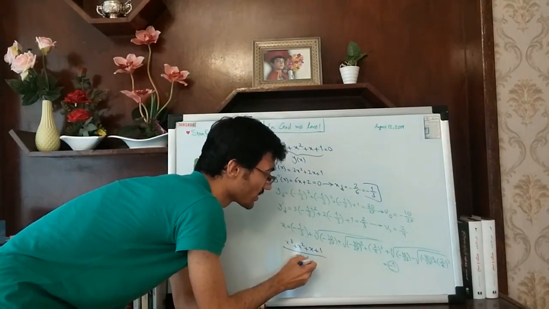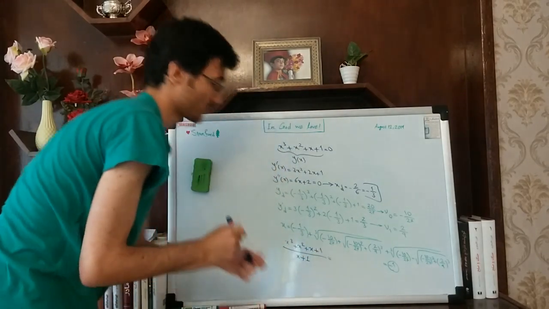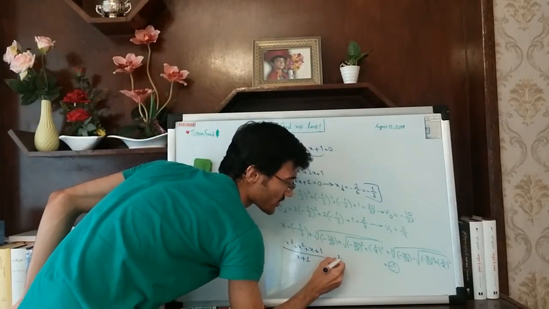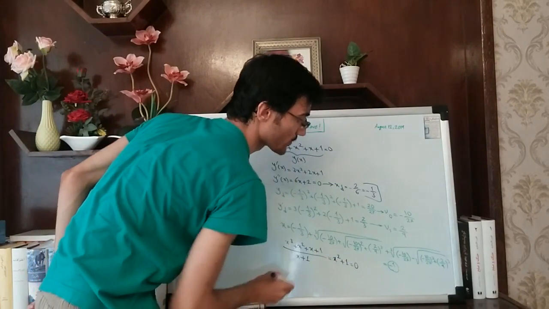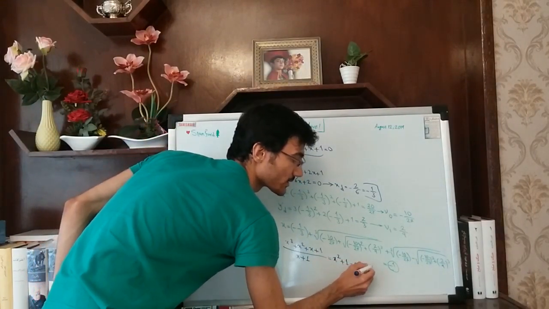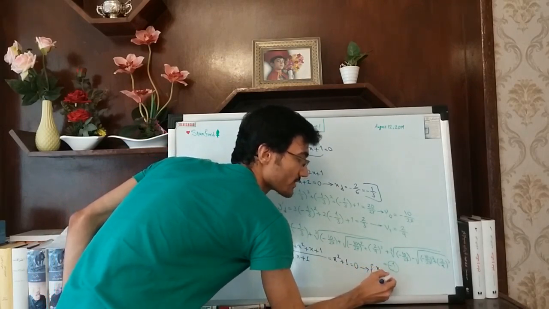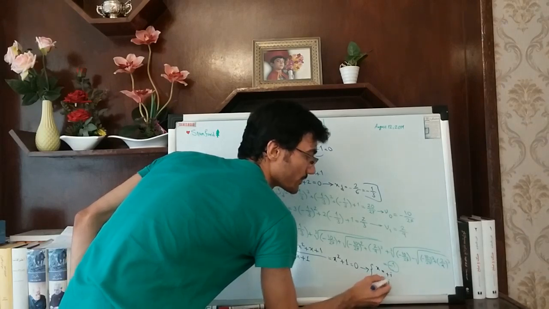Divided by x plus 1. This equals x squared plus 1. By putting this equal to 0, we'll get x equals i and x equals negative i.